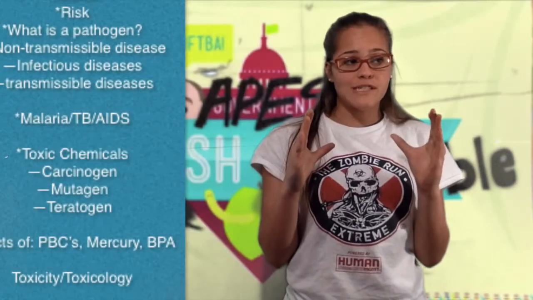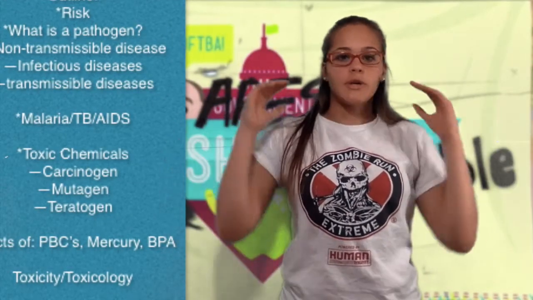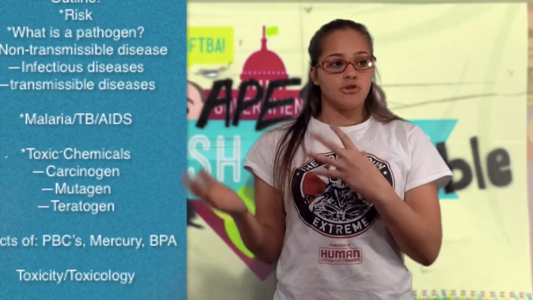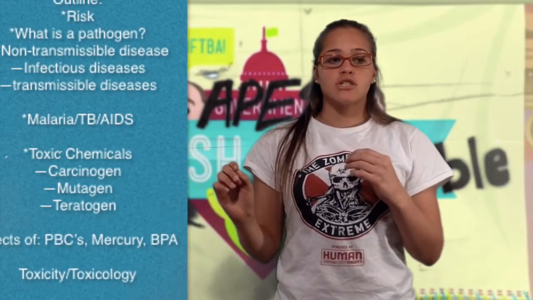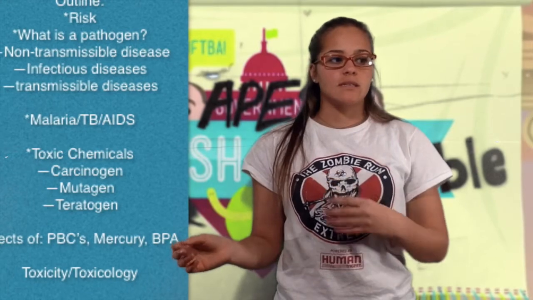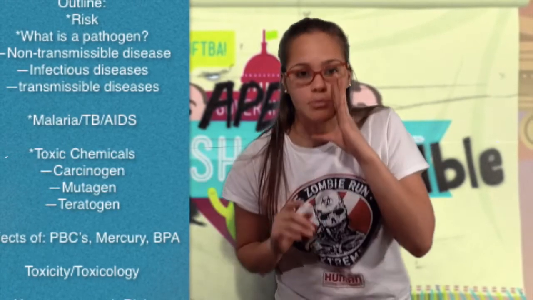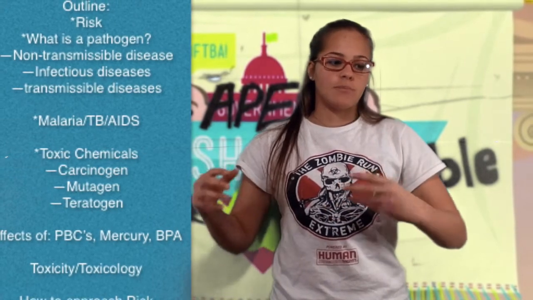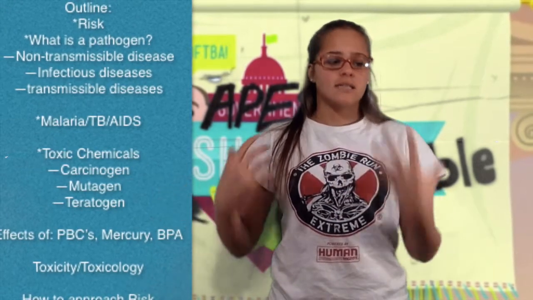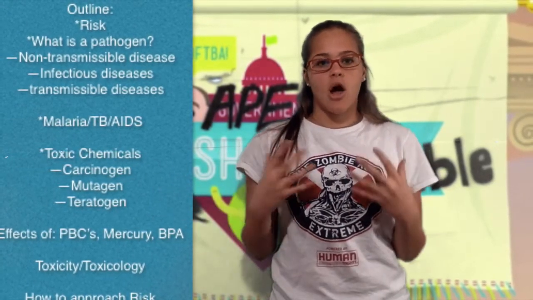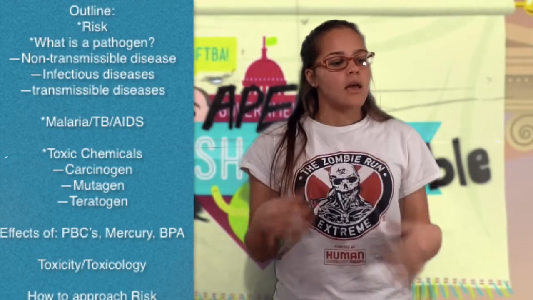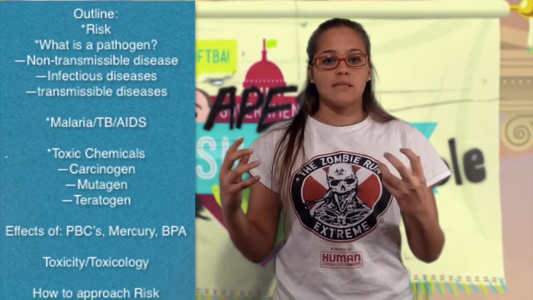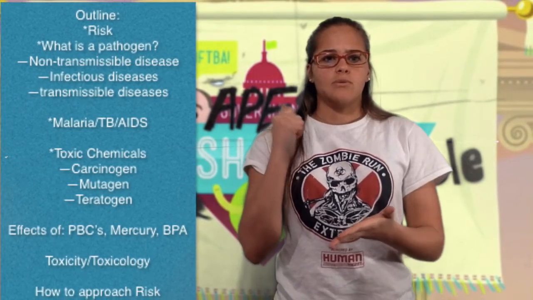So I hope you enjoyed this video, and we're gonna go over what we talked about. We talked about what a pathogen is, non-transmissible diseases, infectious diseases, transmittable diseases, malaria, TB, tuberculosis, HIV/AIDS, PCBs, mercury, BPAs and their effects, toxicity, dosage levels, and how we react to them, levels of toxicity, and how to evaluate risk so we can beat death.